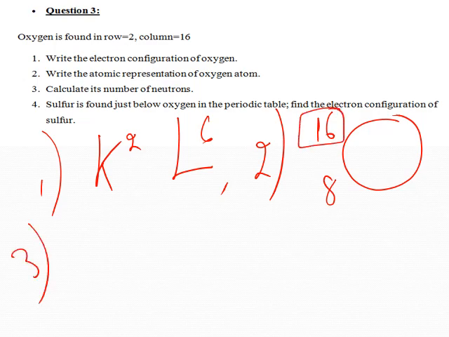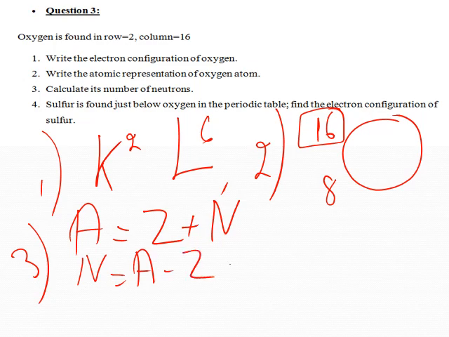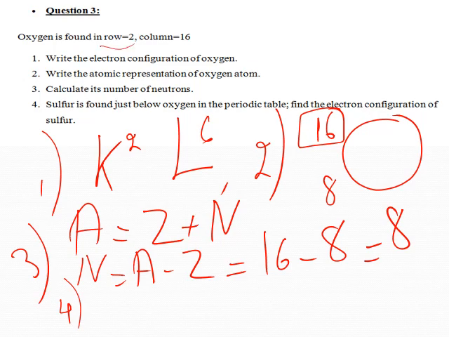Part 3: calculate the number of neutrons. What you have to say is A equals Z plus N, so N equals A minus Z, equal to 16 minus 8, so it's equal to 8. Part 4: sulfur is found just below oxygen in the periodic table. Oxygen is in row 2, so sulfur is in row number 3, so 3 energy levels, K, L, and M. In the same column 16, so group 6, so we have 6 valence electrons. Here we have 8, here we have 2, so this is for sulfur.